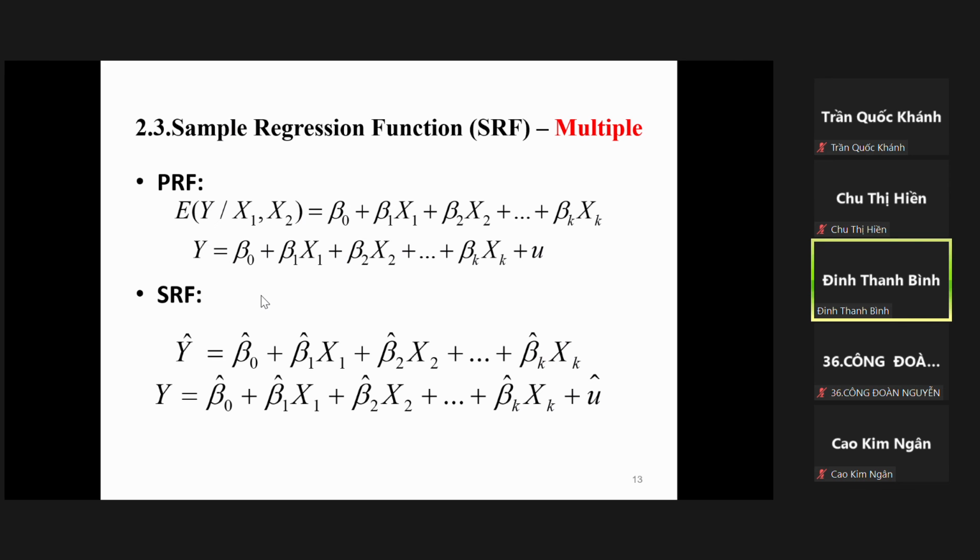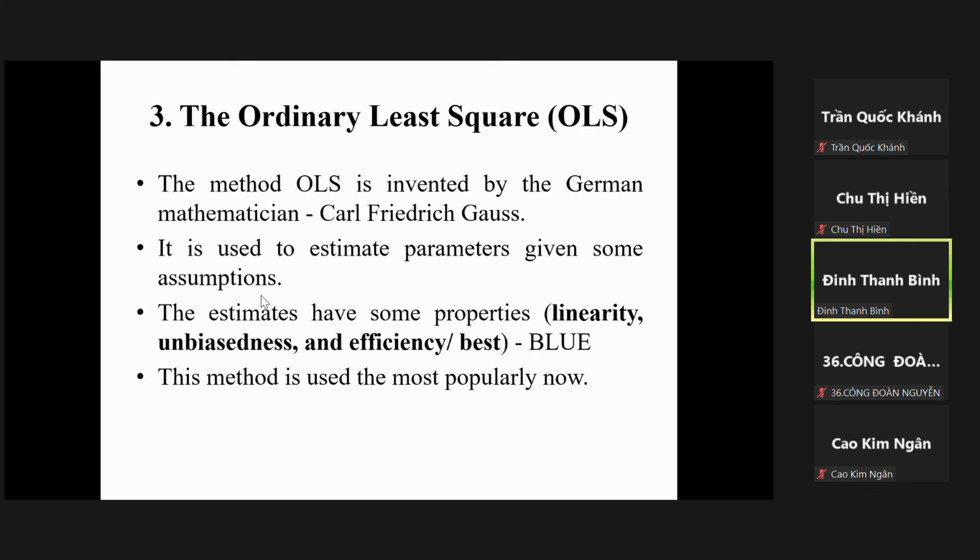Now I introduce to you the OLS method. This method is used to estimate the coefficients. For example, here we have to find out beta 0 hat, beta 1 hat, up to beta k hat, something like this. And how can we find out these coefficients? So we apply the OLS method to estimate these coefficients.